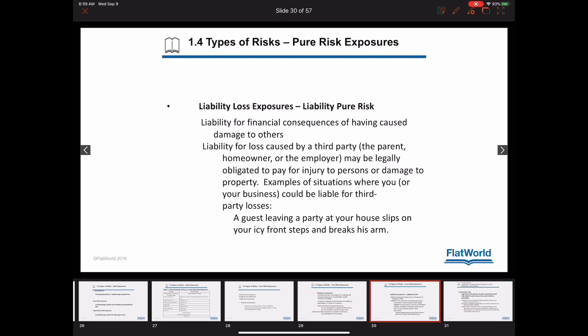Then you might be held personally liable for it. So you want to make sure you have enough liability coverage to cover the damage you might do to other people.